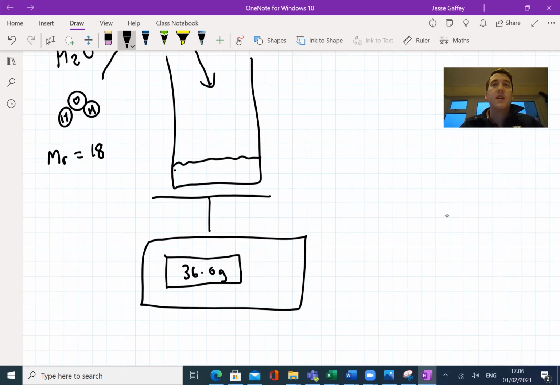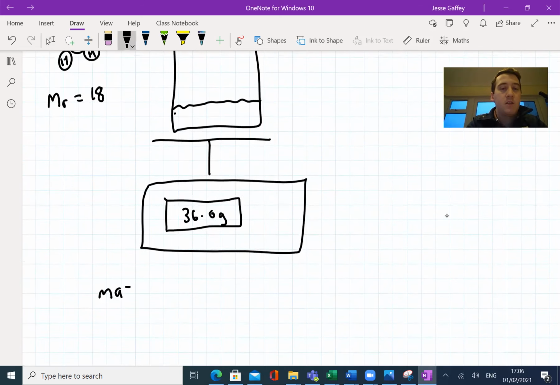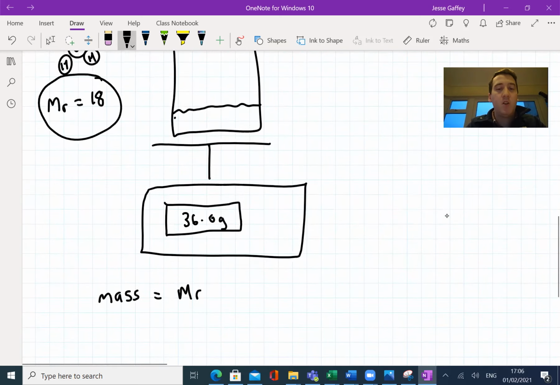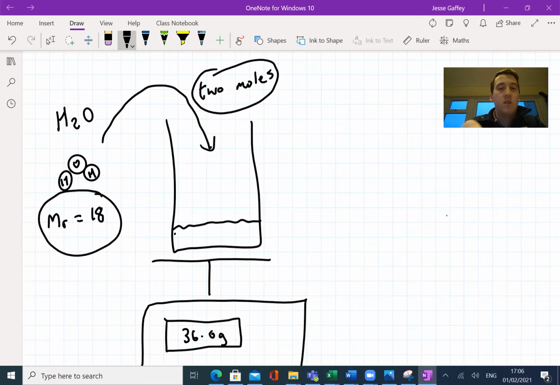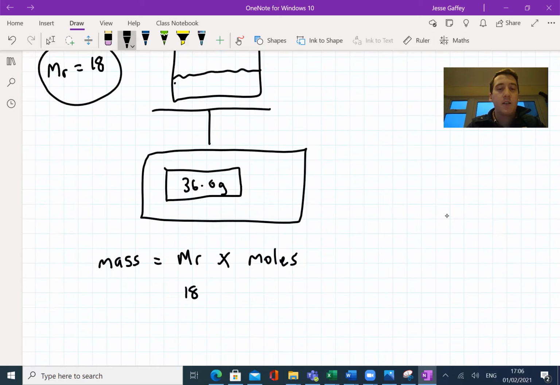And the magic of this is that I can actually turn this into an equation. Because what I've done here to get my mass, I've taken my MR, which was 18. So here is my MR, which is 18. And I've multiplied it by the number of moles. And that was 2 moles. So what I really did here to get the mass was I took my MR, 18, and I times it by 2. Give me the mass of 36 grams.